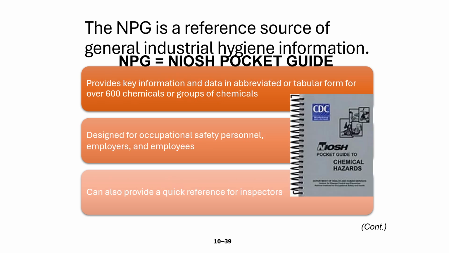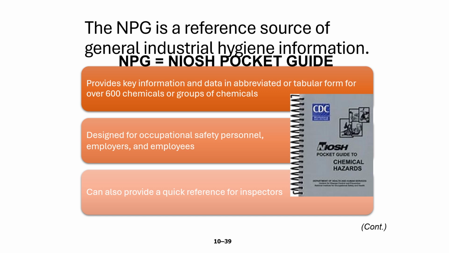The NIOSH Pocket Guide goes into more detail than the ERG, but it's a reference source of general industrial hygiene information. It provides key information and data in abbreviated or tabular form for over 600 chemicals or groups of chemicals that may be encountered in the work environment. It's essentially designed for occupational safety personnel, employers, and employees, and can provide that quick reference for inspectors.